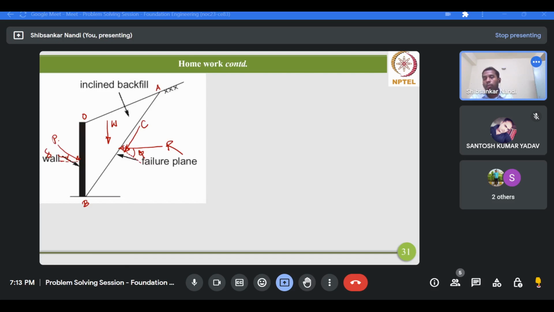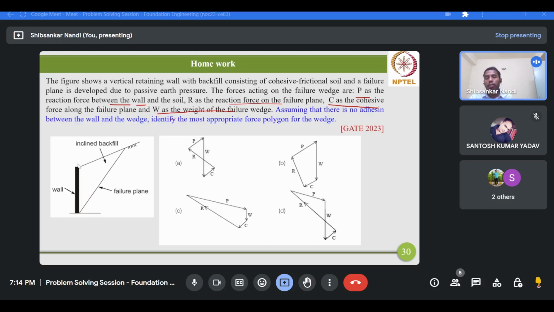So we will be having only four forces: the weight of the failure wedge, the cohesive force, which is acting along the failure plane but in the downward direction, then the reaction on the failure plane, which is acting at an angle of phi with the normal to the failure plane, and the reaction of the wall force, which is acting at an angle of delta with the normal to the wall face. So these are the four forces. Now with these four forces we can easily determine the force polygon. Now check one by one.